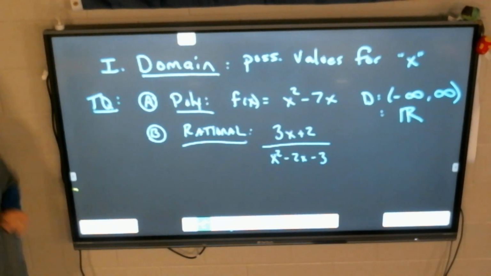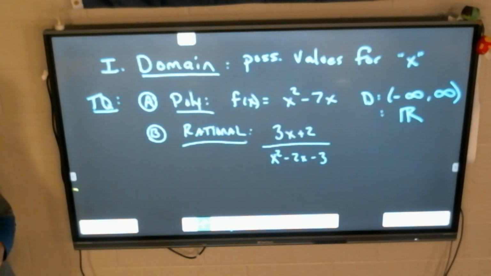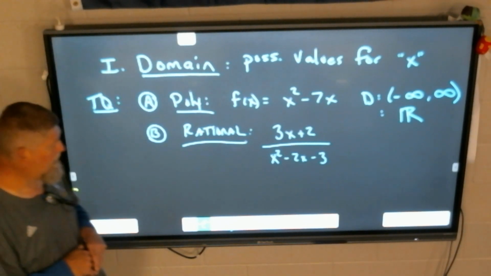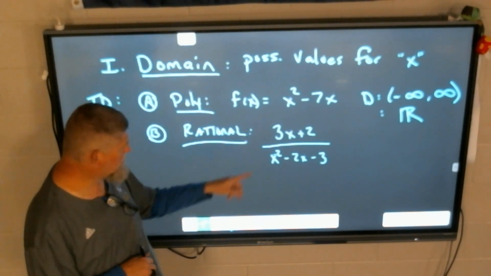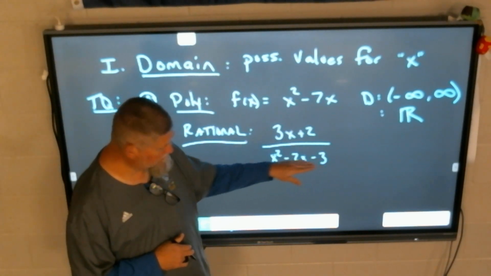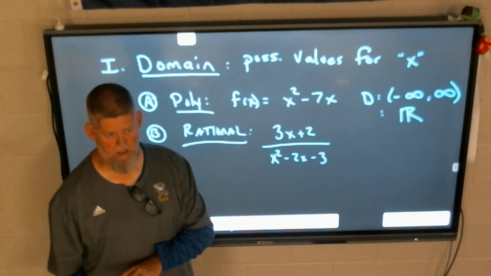Can I put any value I want in here for x? No. What's the issue with rationals? Because x has to equal every x, but what would be the problem with this? What would the no-no be? What can you not do? Can you not have the squared x? No, you can square x. I can square any number. What's my limitation on that denominator? What can that denominator not be?